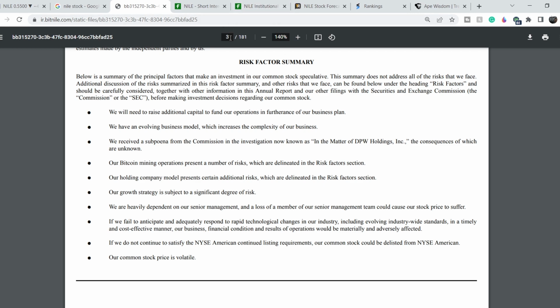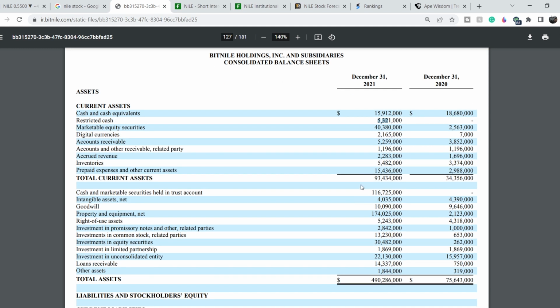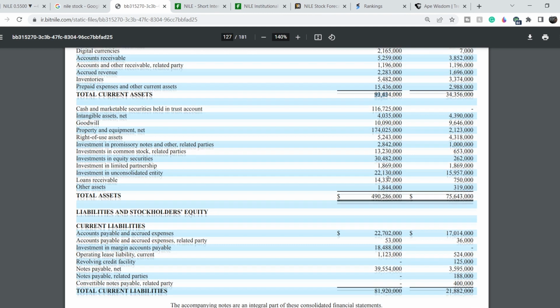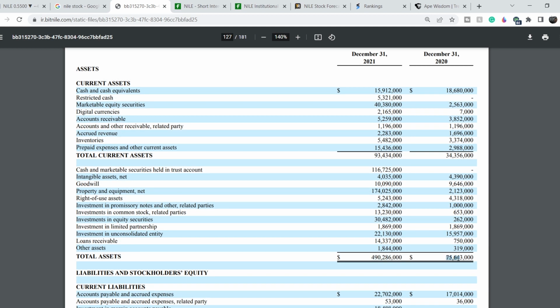So, let's continue with their report, and let me show you this page. It is their consolidated balance sheet, and let me show you that they have a decent cash position. They have cash and cash equivalents of $15.91 million. They also have a restricted cash position of about $5.3 million. And their total current assets is $93.43 million. And their total assets is $490.28 million. Compared to the previous year, as you can see, December 31st, 2020, they had only $75.64 million. So they drastically increased their total assets.